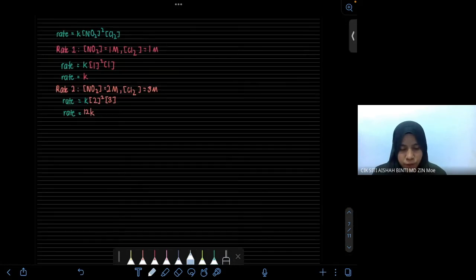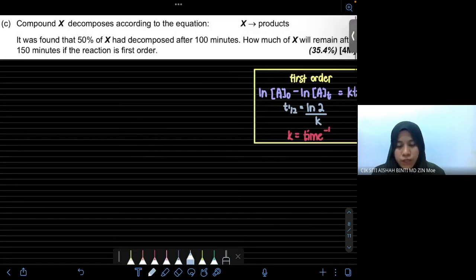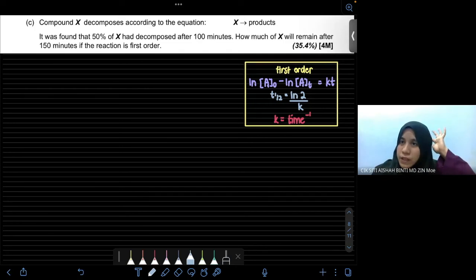Okay, so next what we're going to look at is actually question, masih lagi the same year, 2014-15, question C. Memang hari ni kita nak discuss 15-16 or 14-15 sahaja. Okay, so this is actually based upon our integrated rate equation. For the integrated rate equation, memang nak tak nak, you have to memorize the formula. So kita tengok dekat sini, compound X decomposed according to the equation. Okay, so here is our equation itself, and then ask you, it was found that 50% of X had decomposed after 100 minutes.